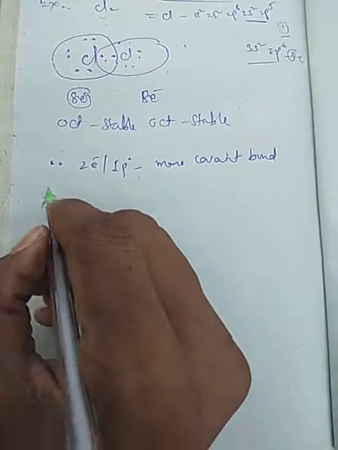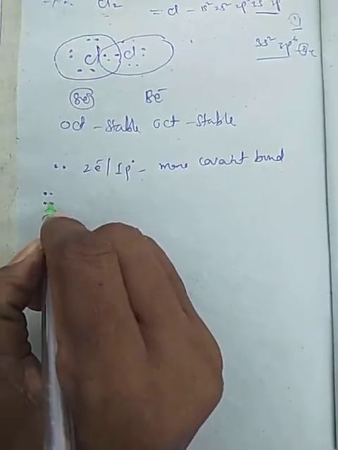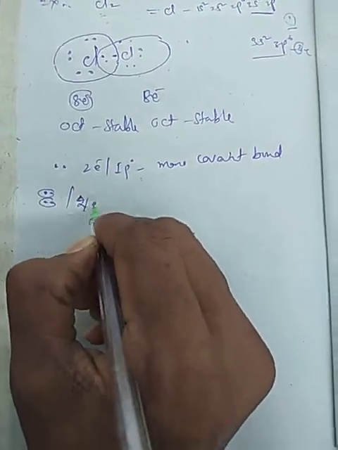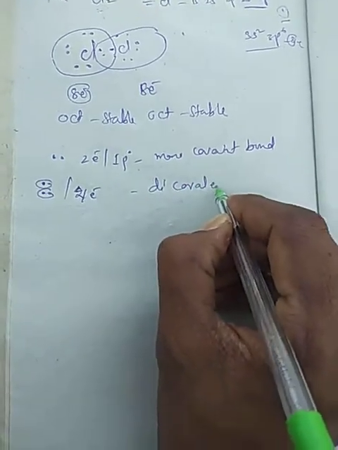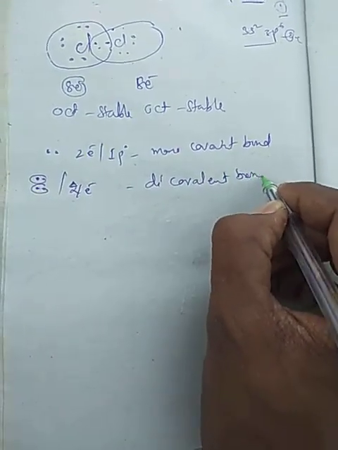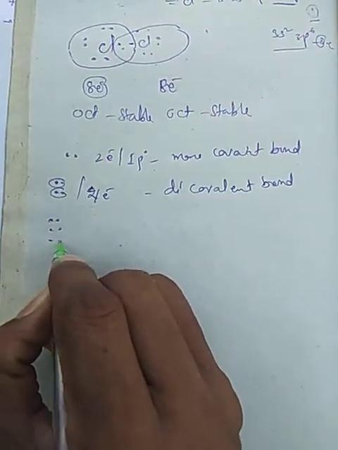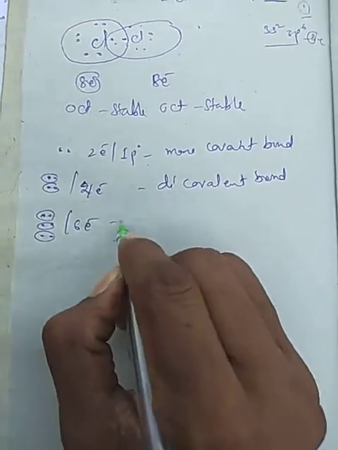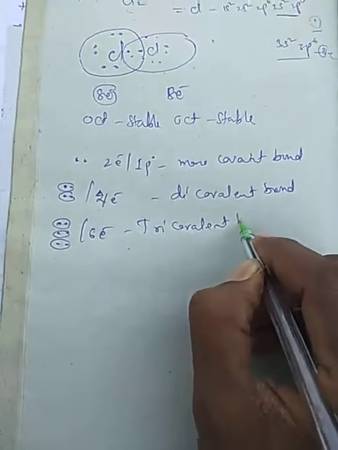and mutual sharing of two pairs of electrons, or 4 electrons, forms a dicovalent bond, and mutual sharing of 3 pairs of electrons, or 6 electrons, is called a tricovalent bond.